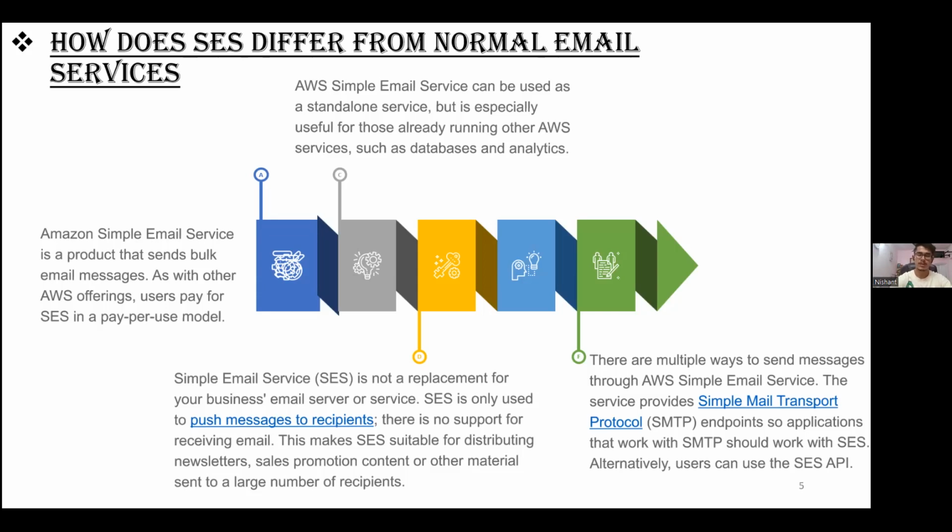SES is not a replacement for your business email or service provider. SES is only used to push messages to the recipients, and there is no support for receiving email. This makes SES suitable for distributing newsletters, sales promotions, content, or other material sent to a large number of recipients. There are multiple ways to send messages through AWS SES. The service provides SMTP endpoints, so applications that work with SMTP should work with SES. Alternatively, users can also use the SES API.